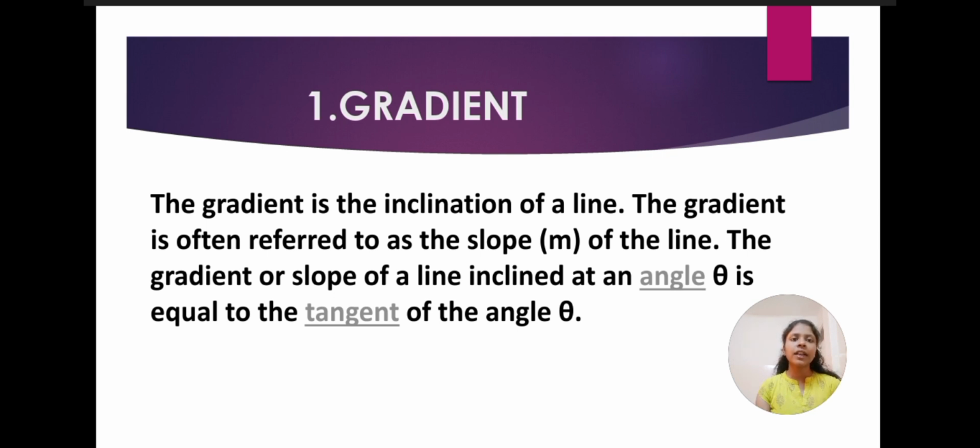Gradient. The gradient is the inclination of a line. The gradient is often referred to as the slope of the line. The gradient or slope of the line inclined at an angle theta is equal to the tangent of the angle theta.